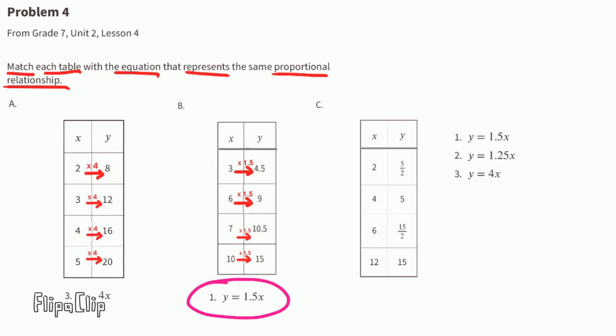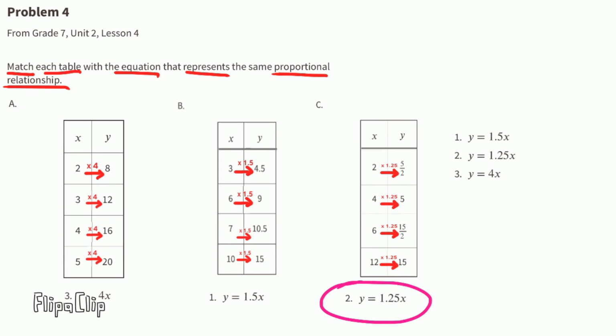Table C. To find the constant of proportionality for Table C, we will divide 5.2 by 2. That equals 1.25. So 2 times 1.25 equals 5 over 2. 4 times 1.25 equals 5. 6 times 1.25 equals 15 over 2. And 12 times 1.25 equals 15. That means that the value for y is 1.25 times greater than the value for x.